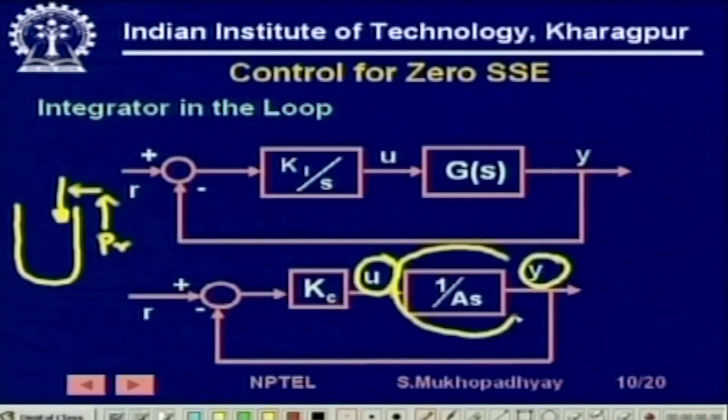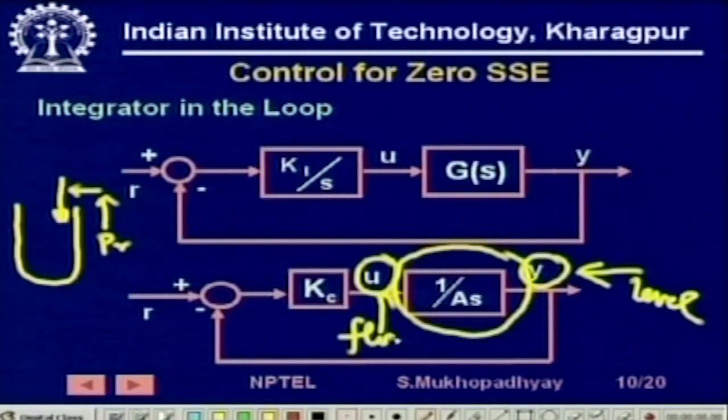So, you see now, this tank is a plant which has an integrator with respect to flow, because the level is nothing but an integral of flow. So, at some point to be able to maintain a level, it does not need any flow. So, the flow can go to 0. So, we are having a simple proportional controller. The error going to 0, flow goes to 0, but still level is maintained. So, this is another situation where you can have 0 steady state error.